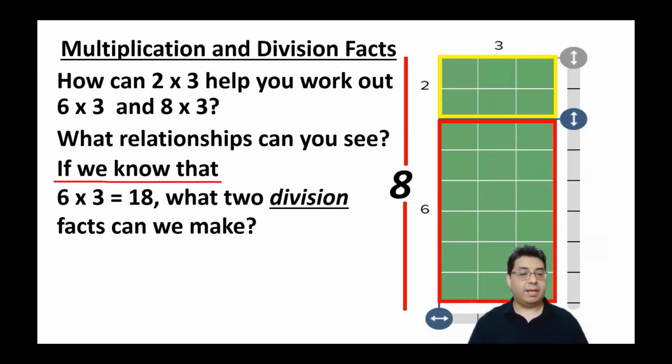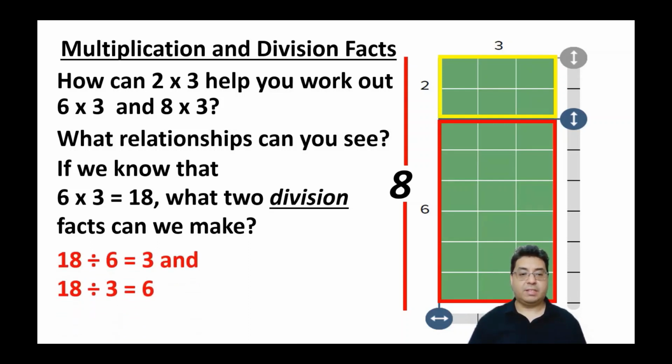If we know that 6 times 3 equals 18, what 2 division facts can we make? Okay, so we want to know what 2 division problems can we make from 6 times 3 here. This is important to read because the bonus activity later is going to be covering this topic as well. So we know that the 2 division facts are 18 divided by 6 equals 3, and 18 divided by 3 equals 6.